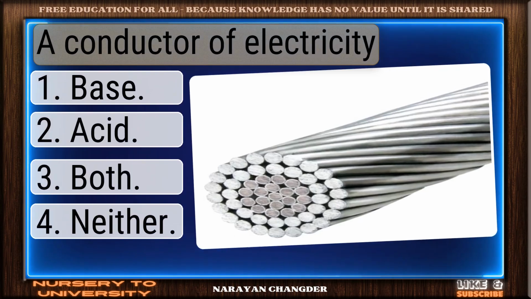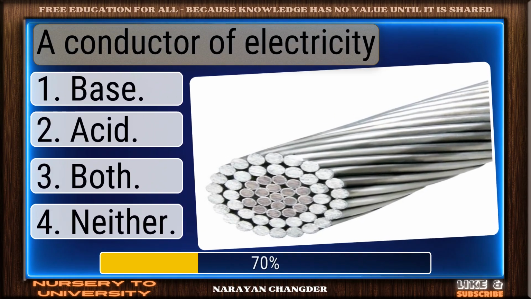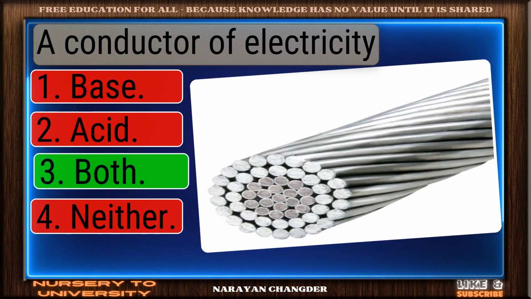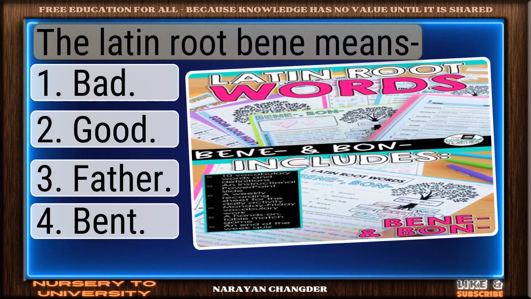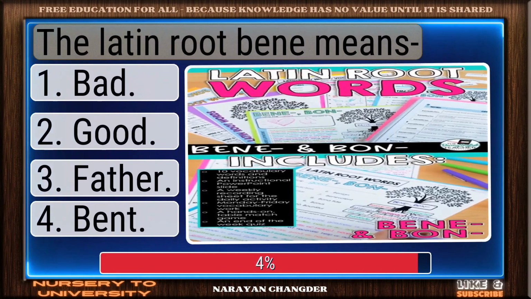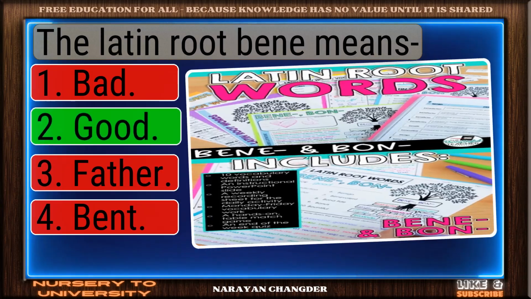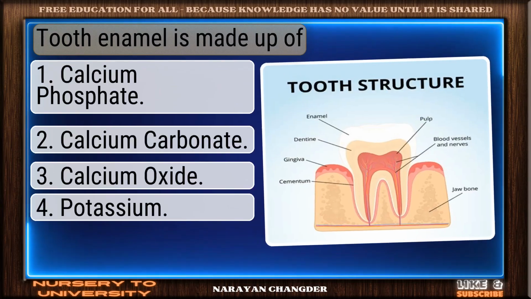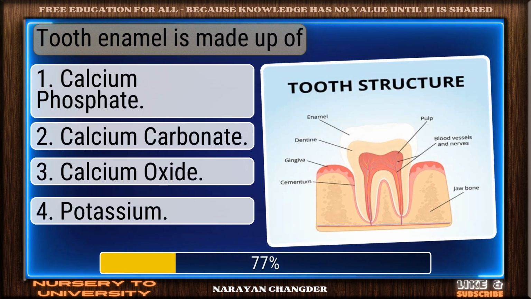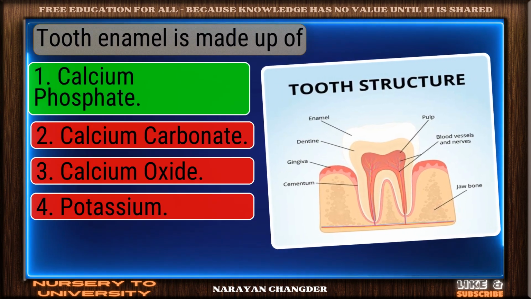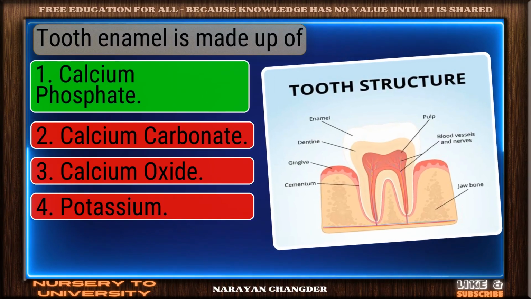Question number 196. A conductor of electricity. Solid response. Both is a valid choice. Question number 197. The Latin root bene means. Great job. Good is the accurate answer. Question number 198. Tooth enamel is made up of. Clear logic. Your choice calcium phosphate is sound and 100% true.